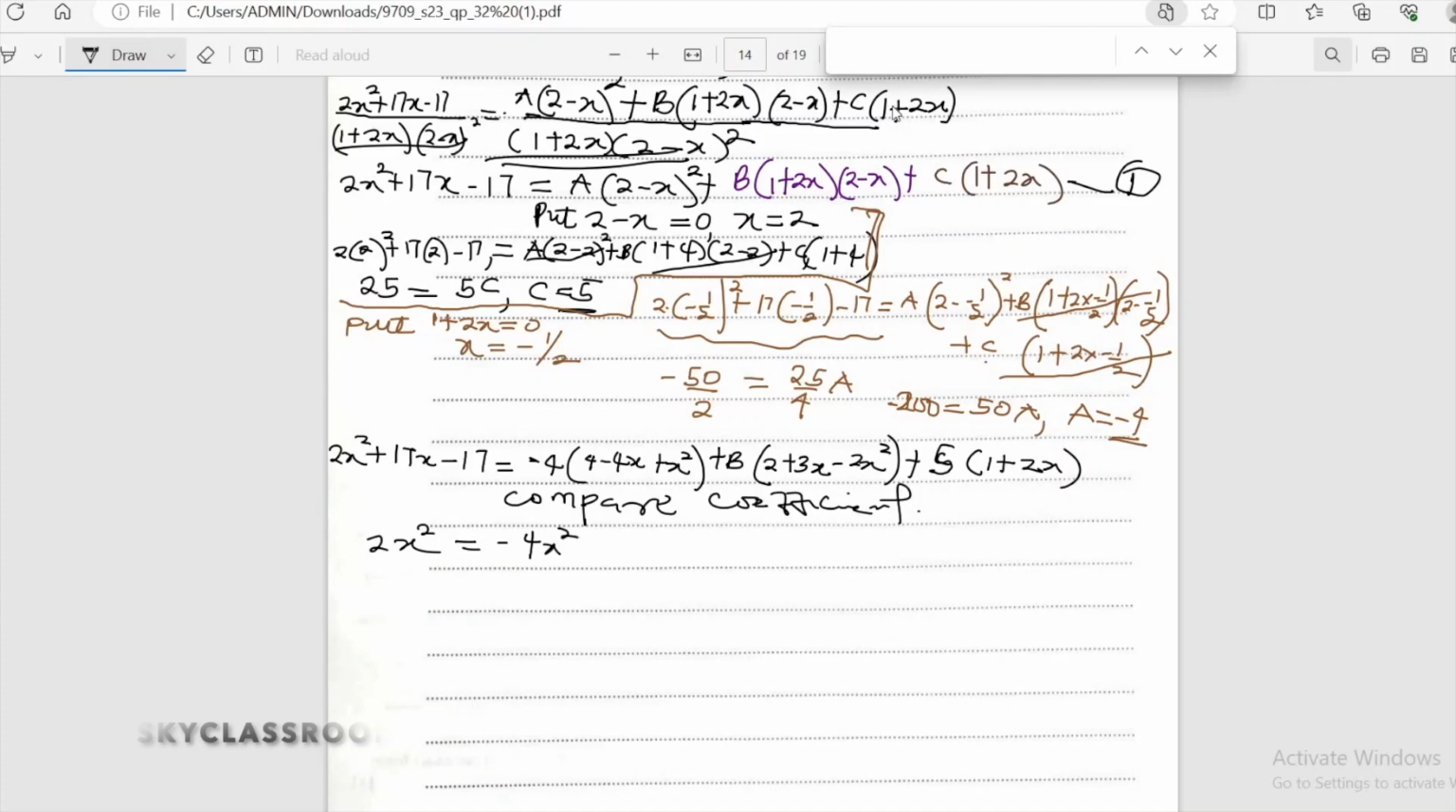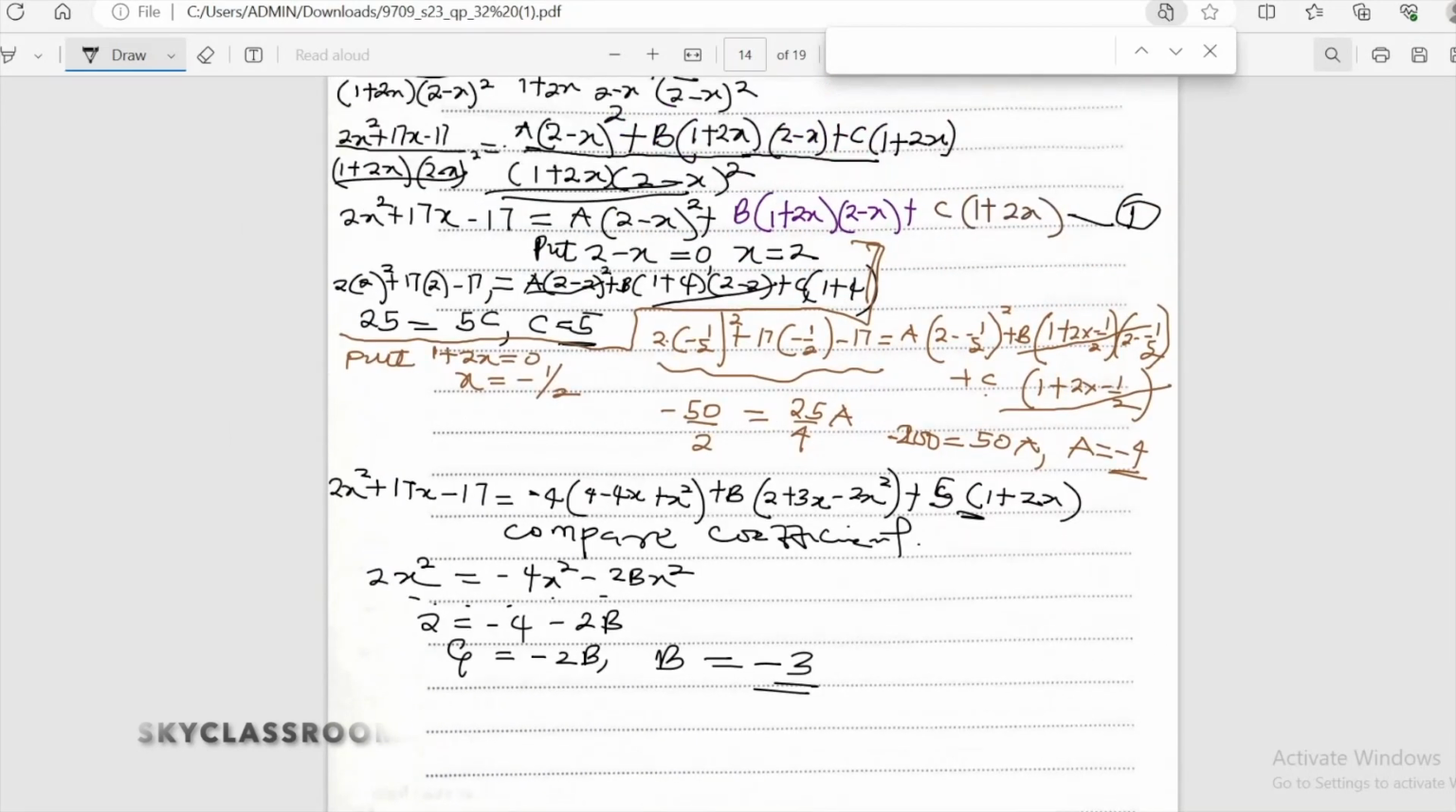The same thing with B. The x squared beside B is I think minus 2B x squared. There's no x squared here, so we're going to divide all through by x squared. When you divide all through by x squared, we have 2 equal to minus 4 minus 2B. We arrange, here is 6 equal to minus 2B. At the end of the day, B is minus 3. Now we successfully find the value of A, B, and C.